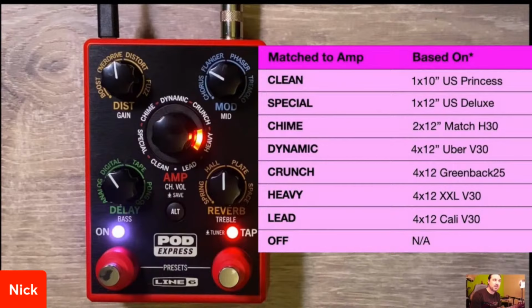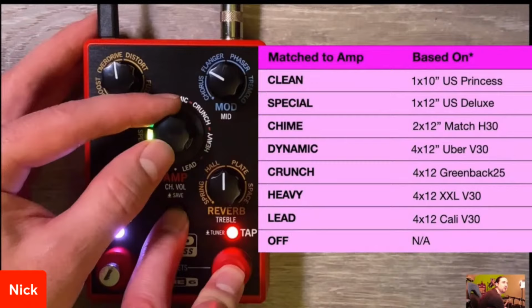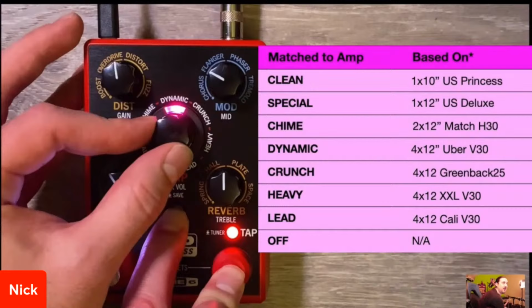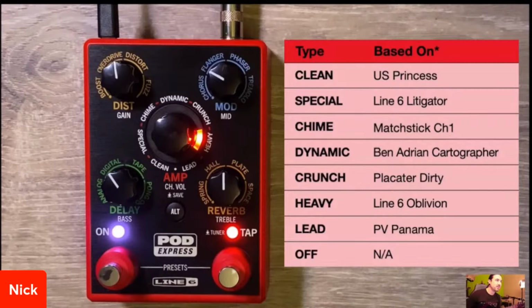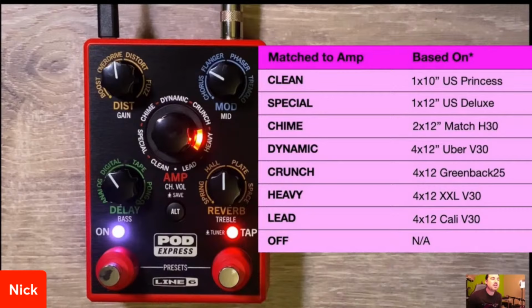Well, you just hit the tap and the alt footswitch, and then I would move to the Uber V30, which is dynamic. And you notice the LED is now pink. See that? So now I'm using the heavy amp, which is the Line 6 Oblivion, and I'm using the 412 Uber V30. So you could change those cabinet models per amp.